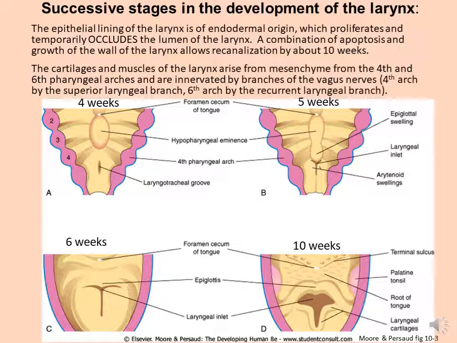In these diagrams, we can see at the 4th week of intrauterine life, laryngotracheal groove is present and persists as the inlet of larynx, and that is how the various changes occur in the shape of the inlet of larynx, and ultimately it becomes T-shaped.